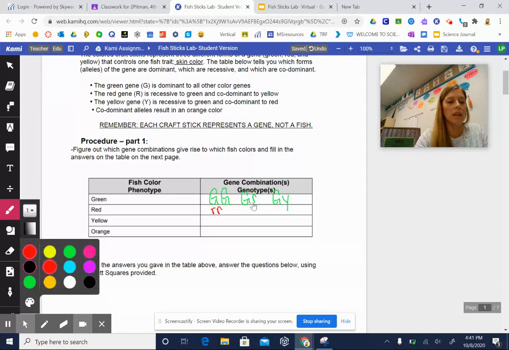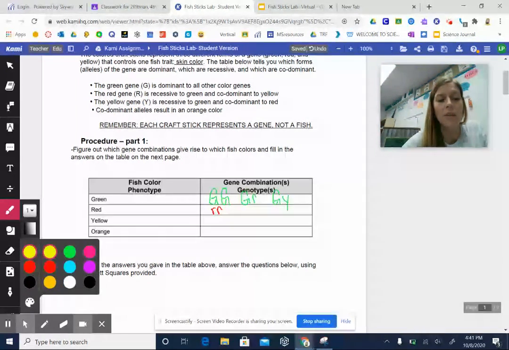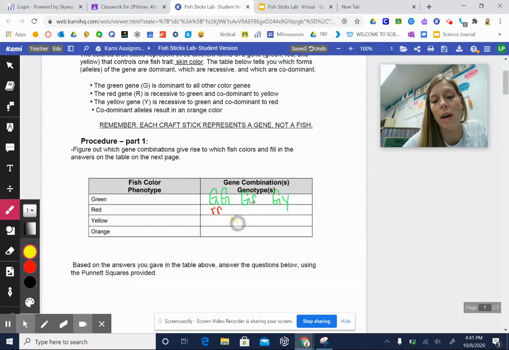Okay, for the yellow, the only way you're going to have a yellow fish is if you have 2 yellow strips. Oh, you can't see the yellow, so I'm going to use black. There we go. Two yellows.